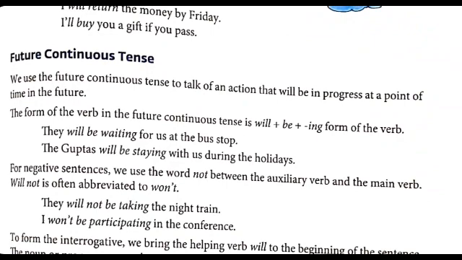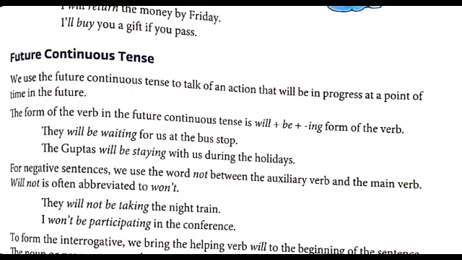Next one is the future continuous tense. We use the future continuous tense to talk of an action that will be in progress at a point of time in the future. The structure, or the form of the verb, in the future continuous tense is will plus be plus the ing form of the verb. How is the structure? Will plus be plus the ing form of the verb. For example, they will be waiting for us at the bus stop. The Guptas will be staying with us during the holidays.